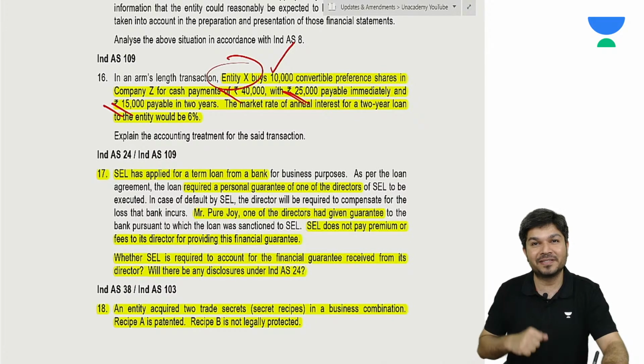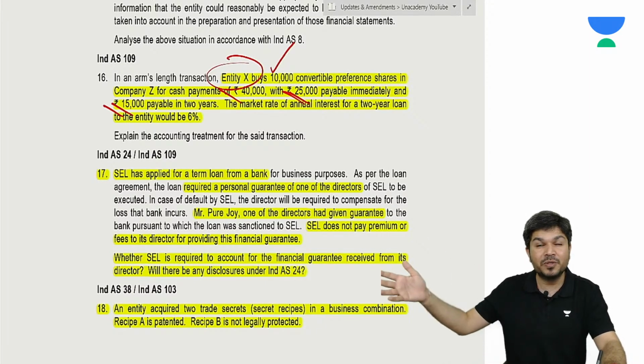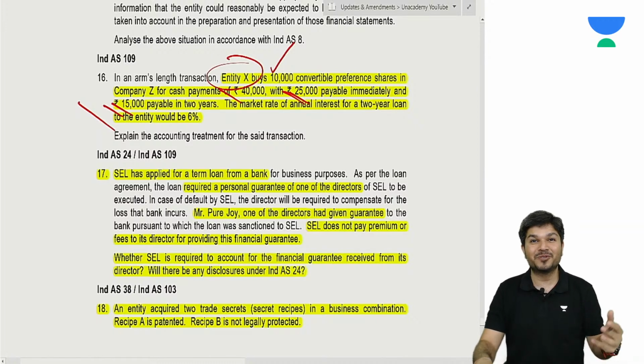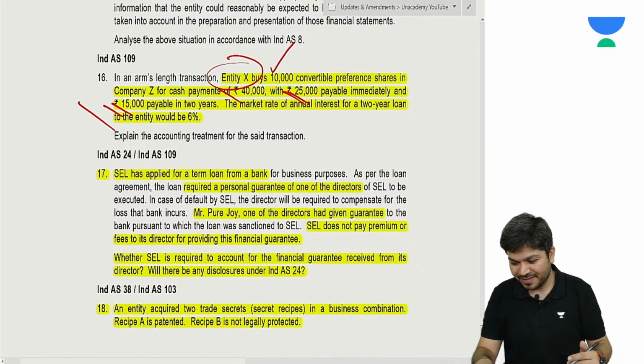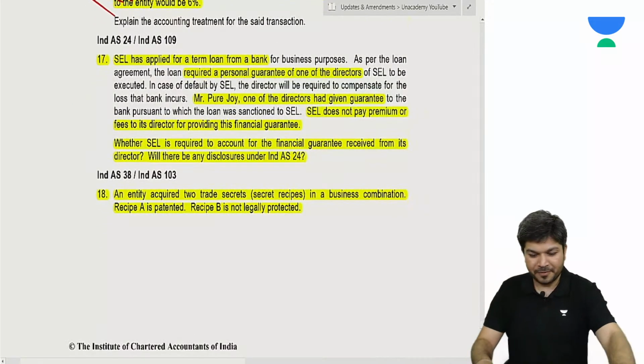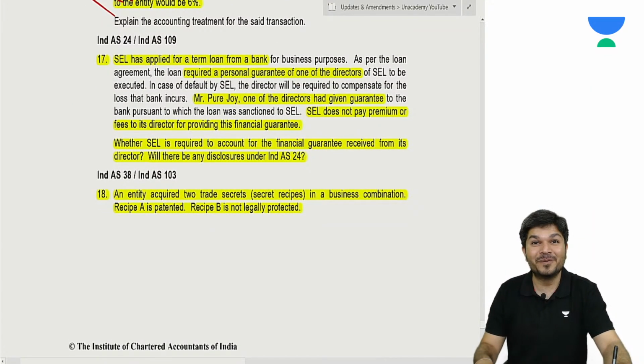So my financial asset's value, the fair value of the financial asset, is the 25 which I am paying now plus the present value of the 15 which I pay after 2 years. Done. So you will show the financial asset at that value. Clear? Question number 16 is over.